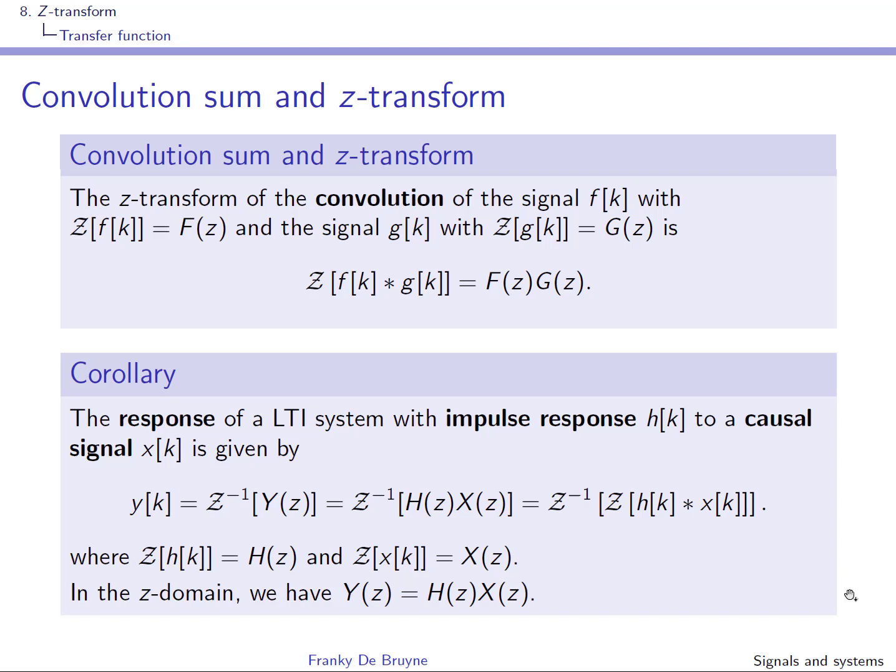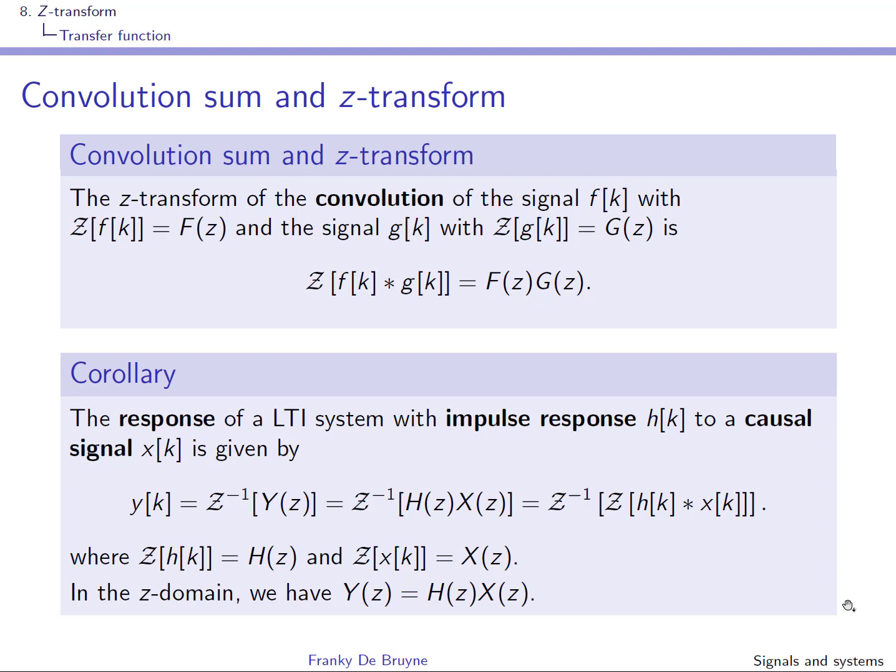Well, we have seen in the Laplace domain that a convolution becomes a simple product after the Laplace transform. You'll have something very similar for the Z transform. As you can see, the Z transform of the convolution of two signals f(k) and g(k) is simply the product of the Z transforms of the underlying signals.